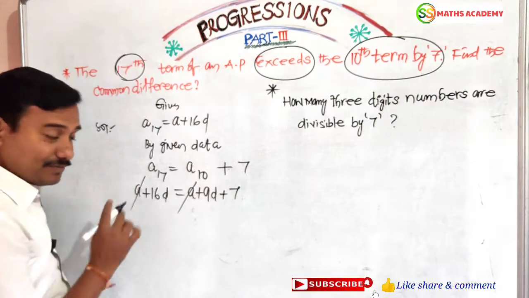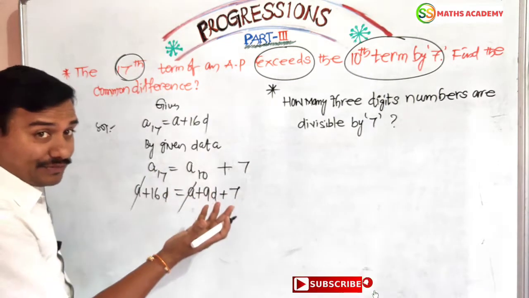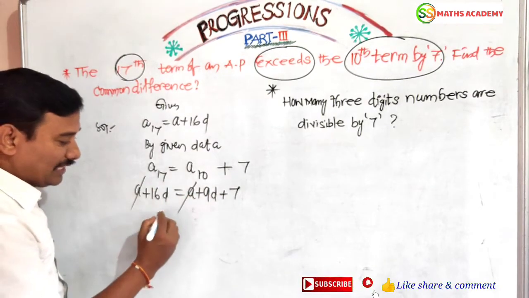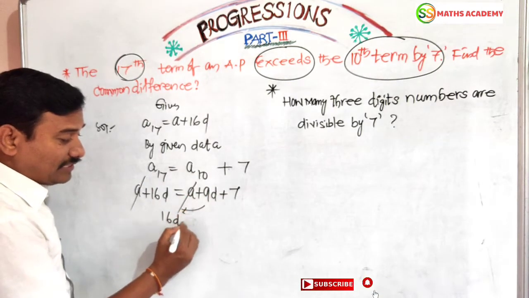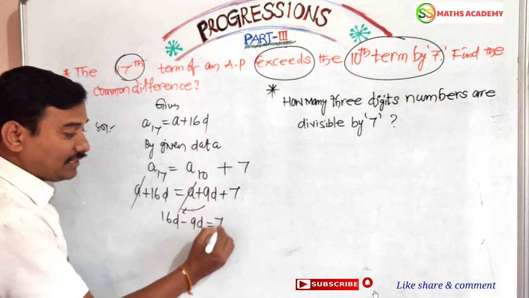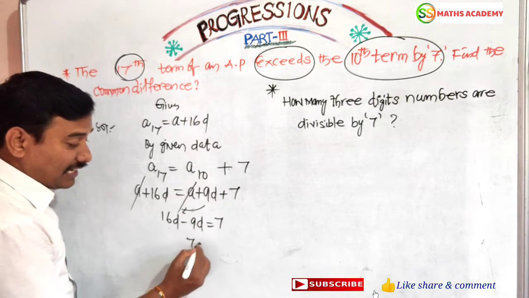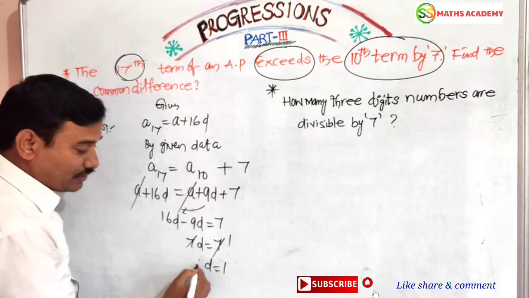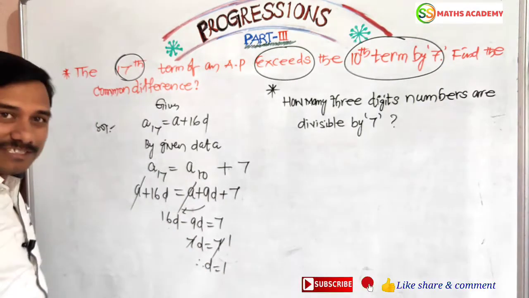a gets cancelled. Now both are transferred, either left side or right side, but we have to cancel the a value. Now 16d and minus 9d equals 7, so 16d minus 9d is 7d equals 7. The 7s get cancelled, so d is equal to 1. This is our common difference.